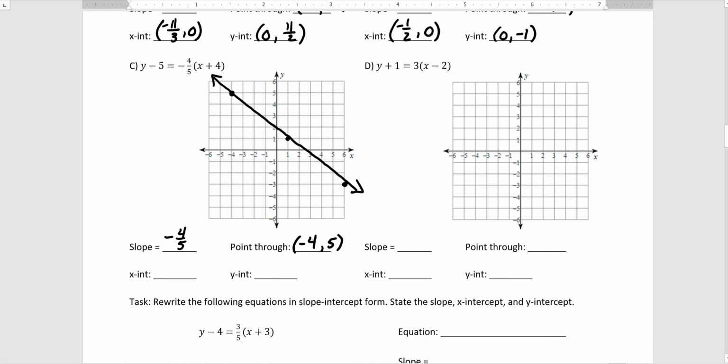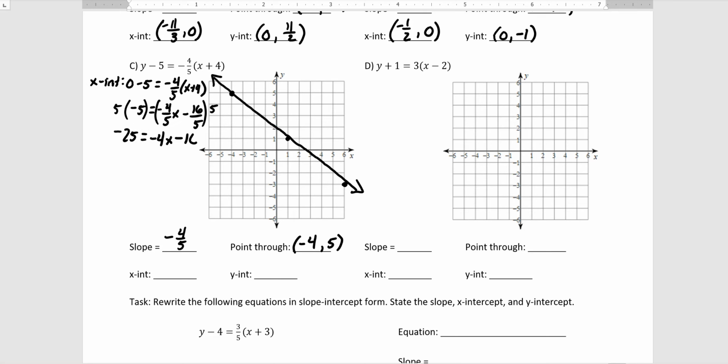So looking at letter C here, I'm going to start with my x-intercept. When I do that, I'll set y equal to 0, so I'll have 0 minus 5 equals negative 4/5 times the quantity x plus 4. So I'll have negative 5 equals negative 4/5 x, minus 16 over 5, negative 4/5 times 4. I'm going to multiply everything by 5 to get rid of these fractions. When I do that, I would have negative 25 equals negative 4x minus 16.